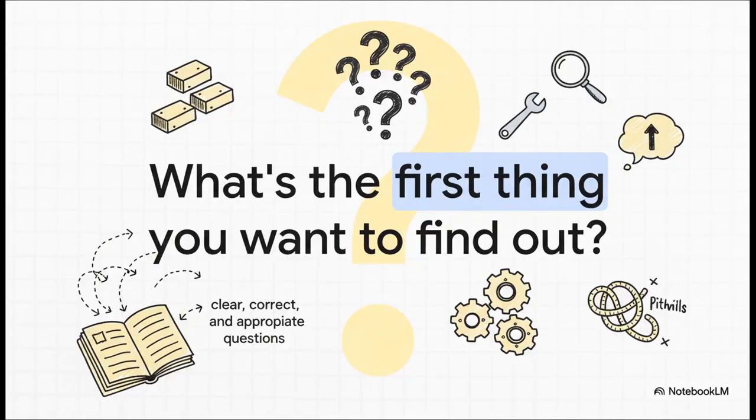And there you have it. From the 2 basic pillars, to the social rules of politeness, all the way to the common mistakes to avoid. You now have the complete toolkit for asking clear, correct, and confident questions in just about any situation. So I guess the only question left to ask is, what's the first thing you want to find out?